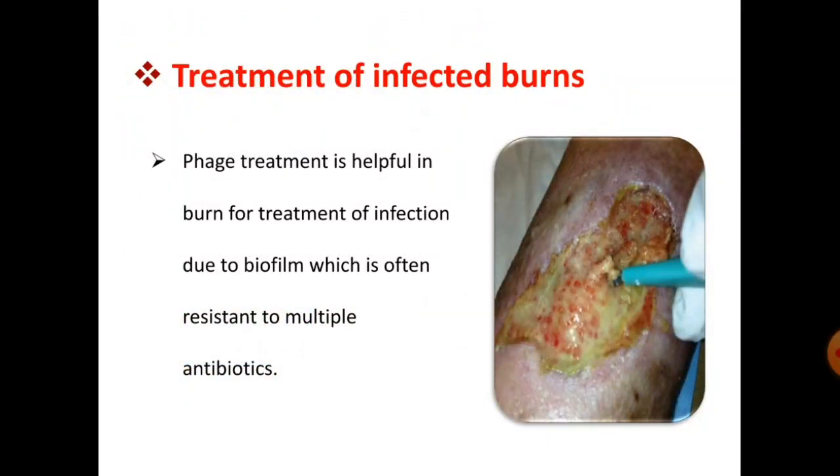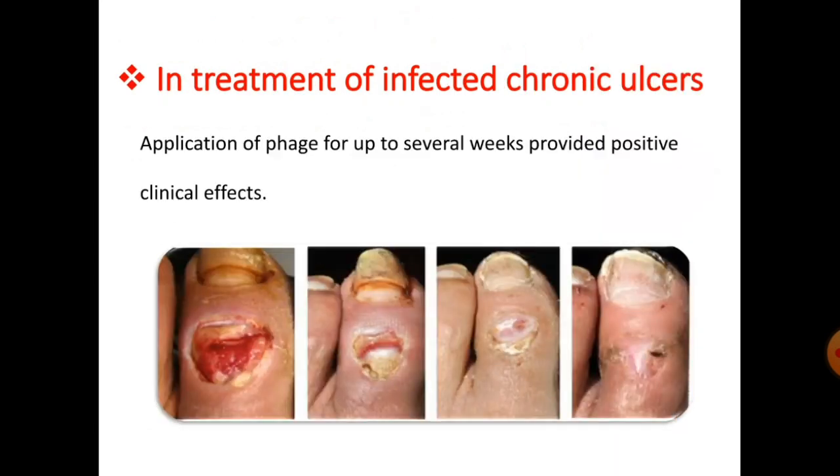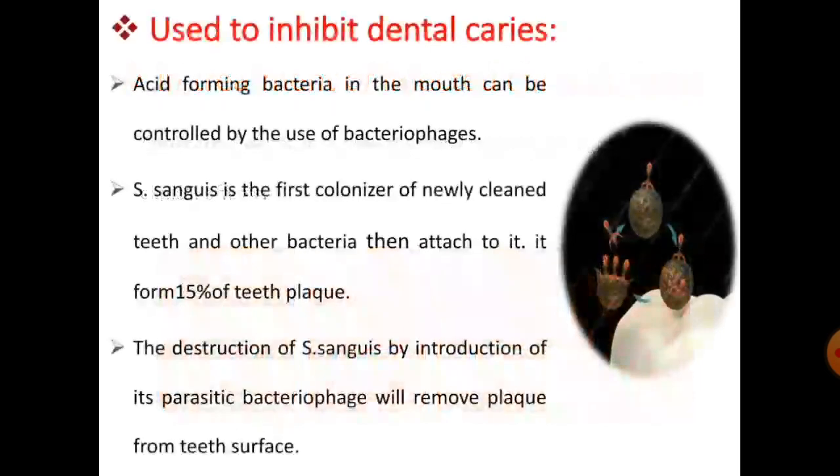Secondly, in treatment of infected burns, phage treatment is helpful for infection due to biofilm, which is often resistant to multiple antibiotics. In the treatment of infected chronic ulcers, application of phage for up to several weeks provided a positive clinical effect. It's also used to inhibit dental caries. Acid-forming bacteria in the mouth can be controlled by the use of bacteriophages.